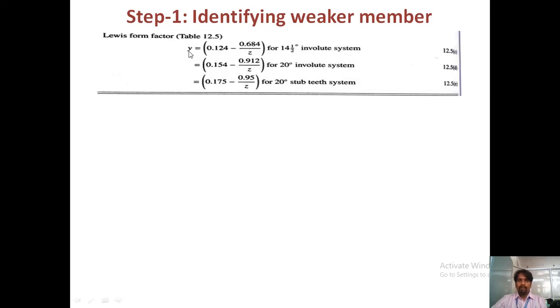The first step in the design of spur gear is identifying the weaker member. To identify the weaker member, we need to calculate Lewis form factor, which is given by three equations: for 14.5 degree involute system, 20 degree involute system, and 20 degree stub tooth system. In this problem, the 20 degree involute system is given, so use this equation to calculate Lewis form factor.